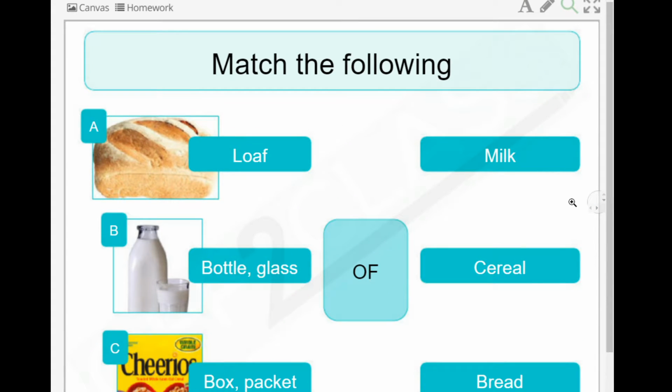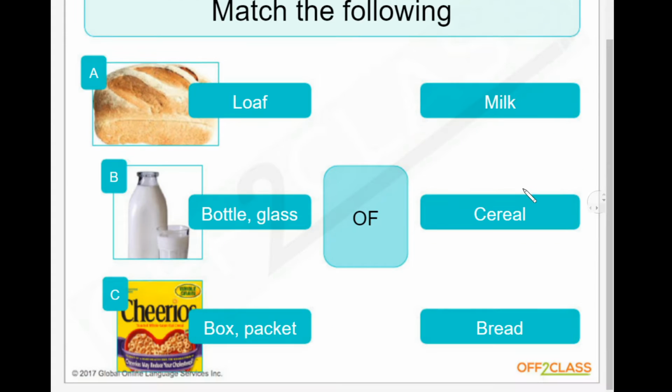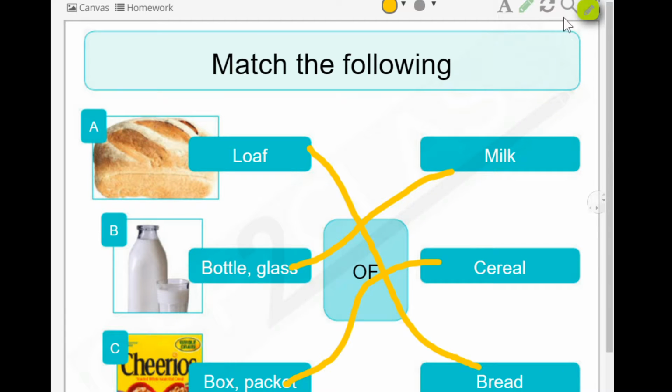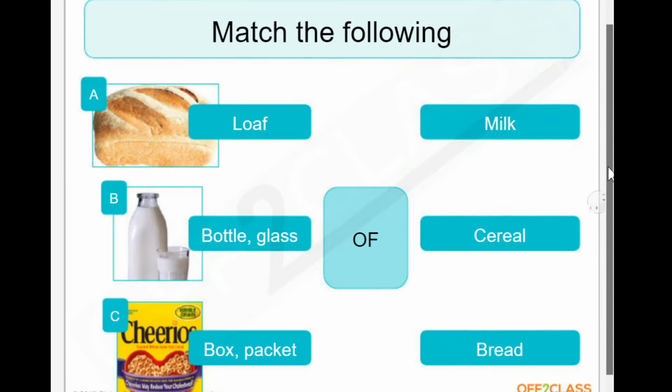Let's match the following. I'm going to get my pen here. We have a loaf of bread. We have a bottle or glass of milk. And here we have a box or packet of cereal. Very good. Let's continue.